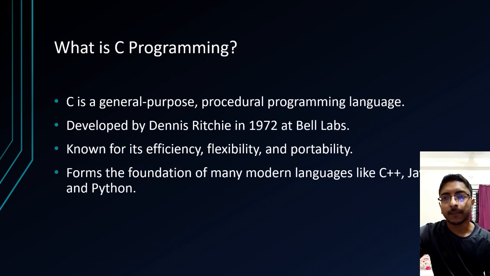So what is C programming? C is a general purpose procedural programming language. It was developed by Dennis Ritchie in 1972 at Bell Labs. It is known for its efficiency, flexibility, and portability. It has founded the base of many modern languages like C++, Java, Python, or JavaScript.